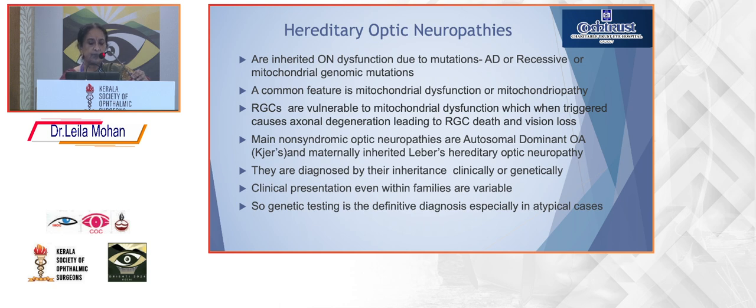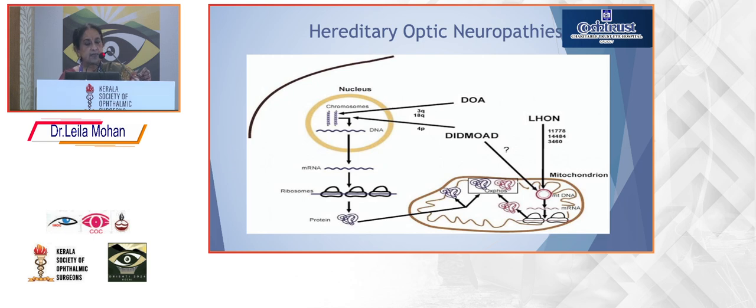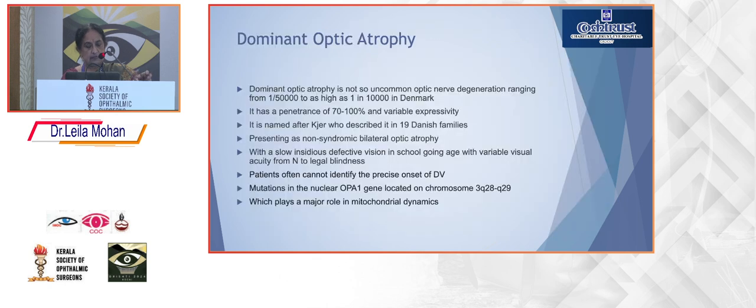The main non-syndromic optic neuropathies are autosomal dominant optic neuropathy, named after Kjer, and maternally inherited Leber's hereditary optic neuropathy. They are diagnosed by their inheritance, either clinically by the family history or genetically. Clinical presentation, even within families, is variable, so genetic testing is the definitive diagnosis, especially in atypical cases. Either nuclear DNA may be involved, or as in Leber's, it is maternally inherited mitochondrial DNA. Or DIDMOAD, which is diabetes insipidus, diabetes mellitus, optic atrophy and deafness syndrome, which was thought to be mitochondrial, but now it has been seen that the endoplasmic reticulum is involved.